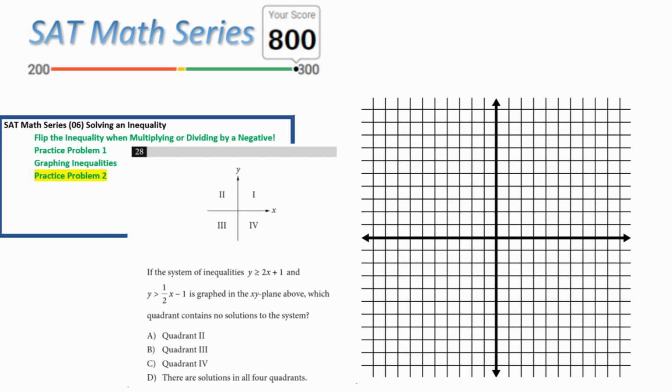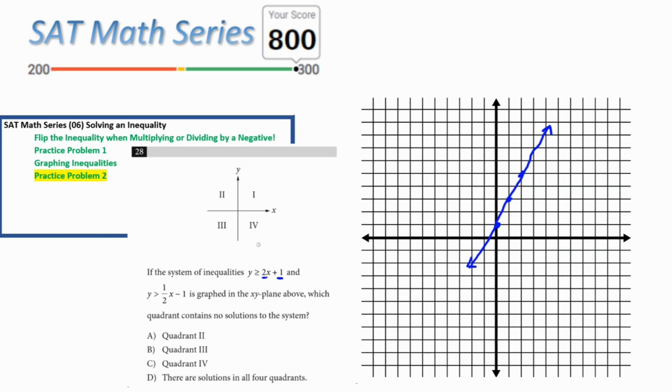So let's see that in action. Here we have a problem that reads, if the system of inequalities, and then it has this equation and this equation, is graphed in the xy plane, which quadrant contains no solutions to the system? And here it has the quadrants labeled for you, 1, 2, 3, 4. So here, this skill we just mentioned is very useful. If we first start with the line with the slope of 2 and a y-intercept of 1, that line is here, and it looks something like this.